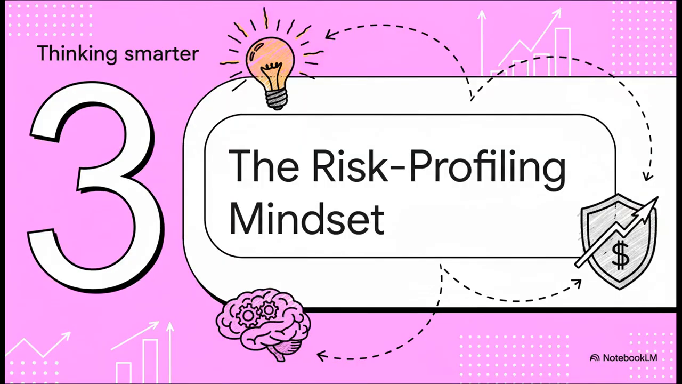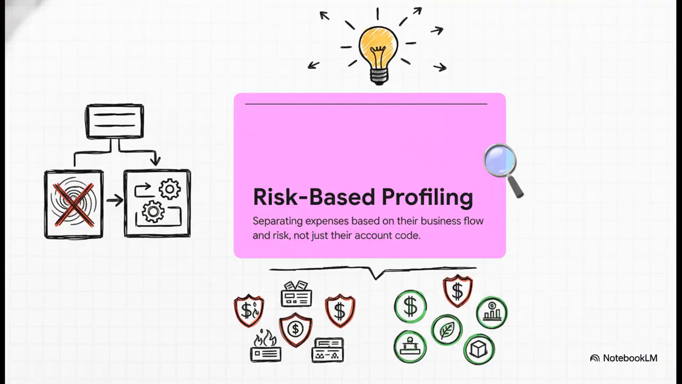Okay, so how do we fix this? It's not about working harder, it's about thinking smarter. It means you have to adopt what we call the risk profiling mindset. So here it is, this is the big idea: risk-based profiling. It just means you stop looking at the account code and you start looking at the actual business process. You separate expenses based on what they are and the real risks they carry. This is the aha moment that's going to change everything for you.